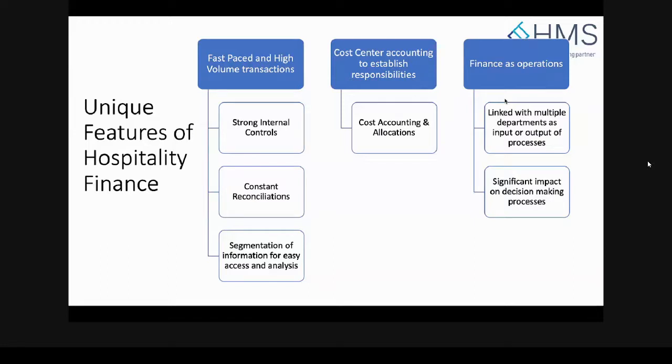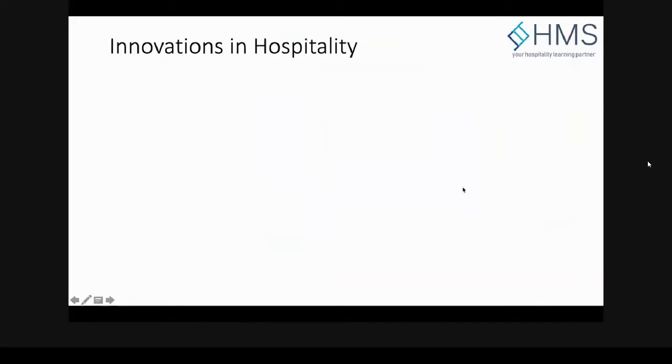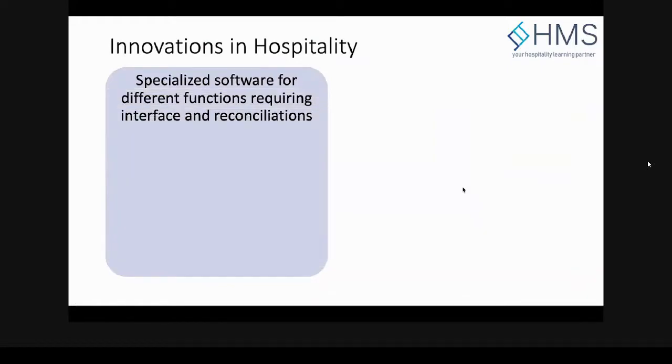So that's the unique feature of hospitality finance. Now let us look at a few key technology innovations and service innovations in hospitality, which are happening around the world at this point of time. So there is specialized software. Now, hospitality has a lot of different functions.